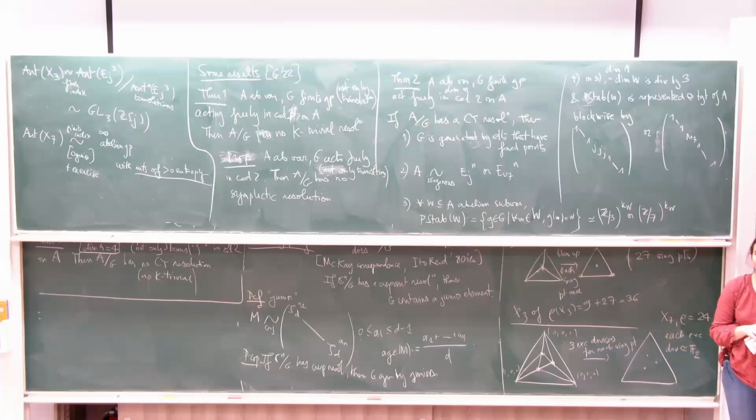So you fix a quotient like A quotient by G, and suppose it has a Calabi-Yau resolution. Is this resolution always unique?